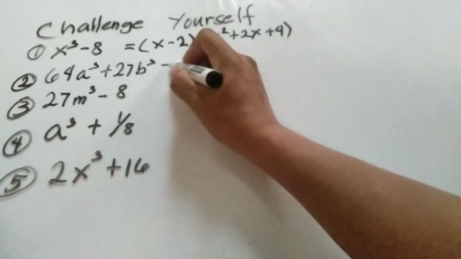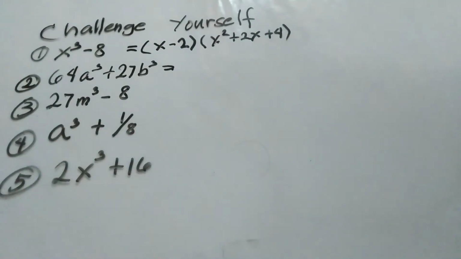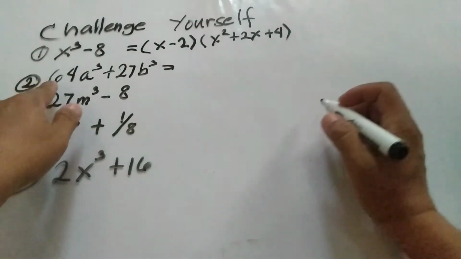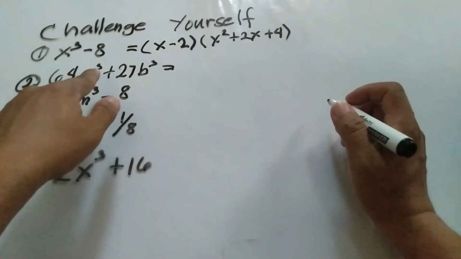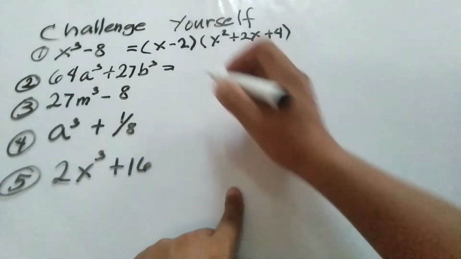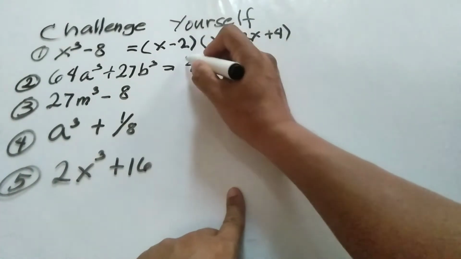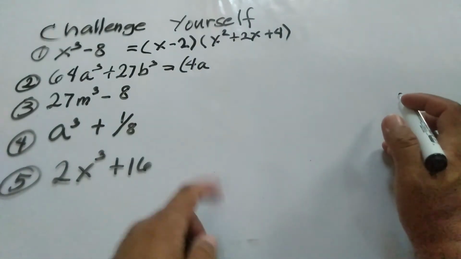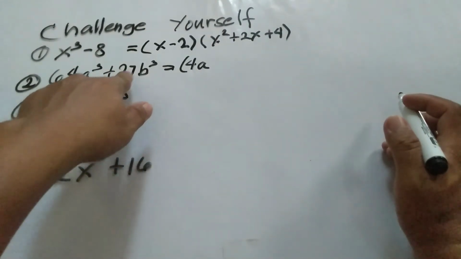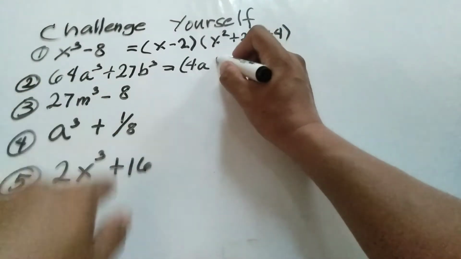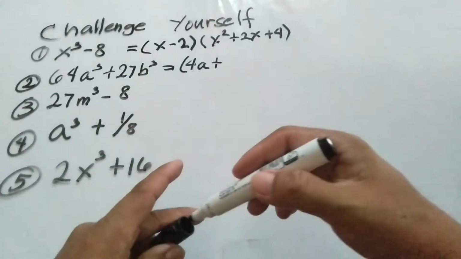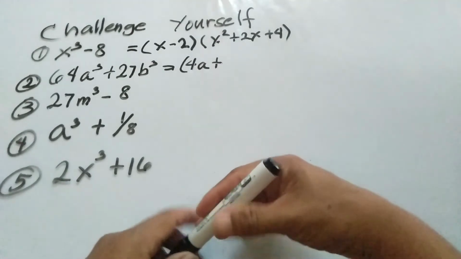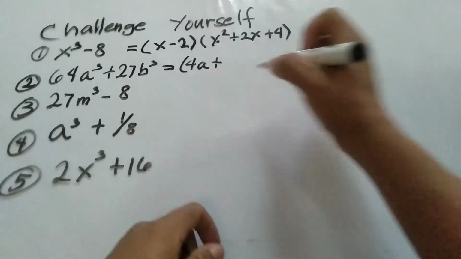Okay, for number 2, cube root the first term and cube root the second term. We have 64a cube. We have 4a. Okay? Next, cube root of 27b cube. So, positive yon kaya positive. 27b cube. We have 3b.